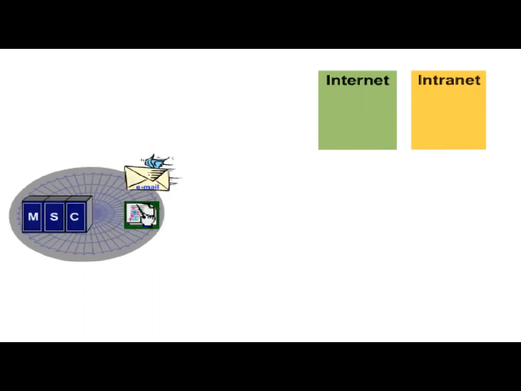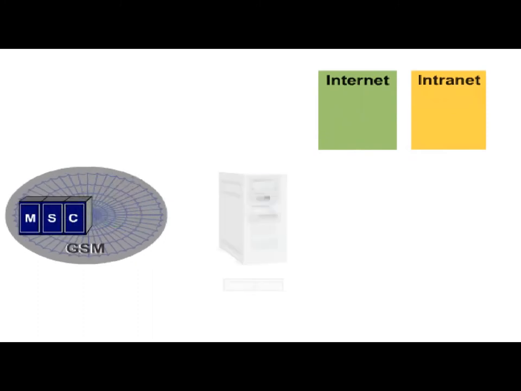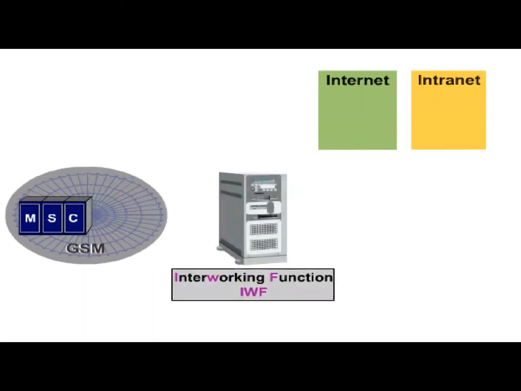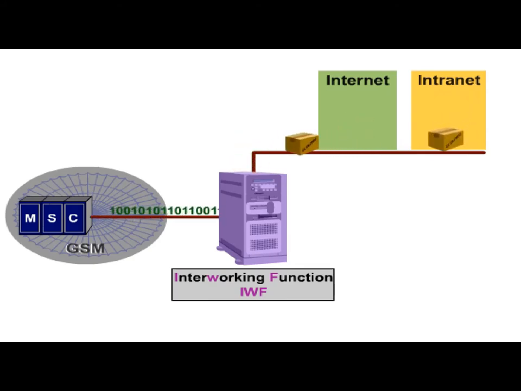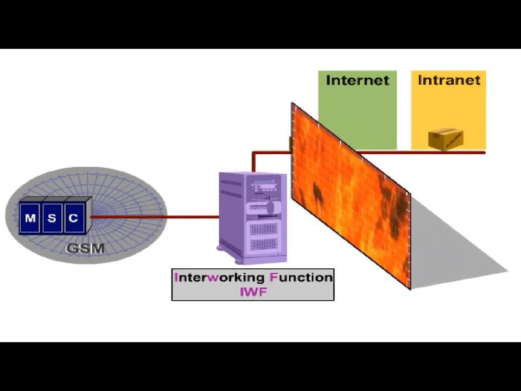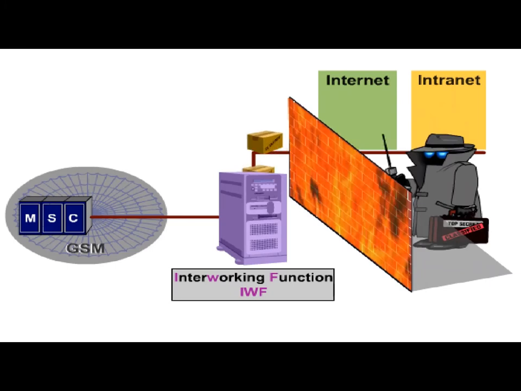In order that data can be fed into the GSM network from packet switch networks, such as the internet or company intranets, a so-called interworking function, IWF, is required. This is an external data server connected to the different data networks. The IWF translates the unstructured incoming packet switch data into circuit switch signals which can be understood by GSM. A firewall upstream of the IWF protects the GSM network from unauthorized access by hackers.